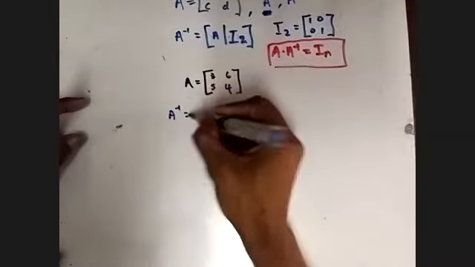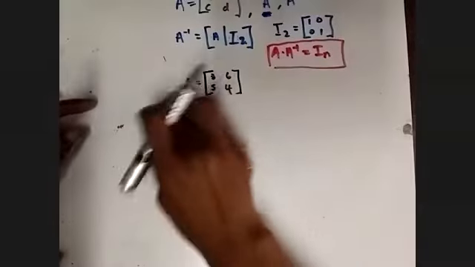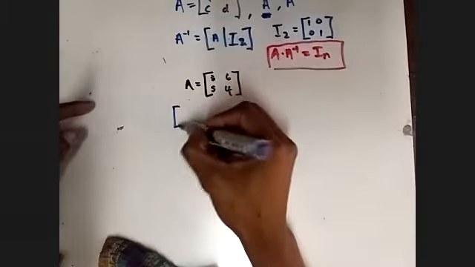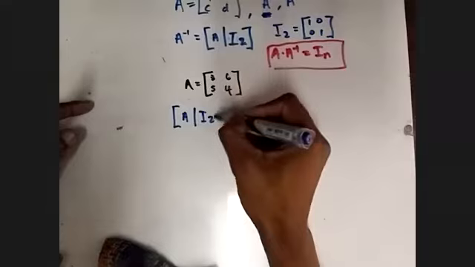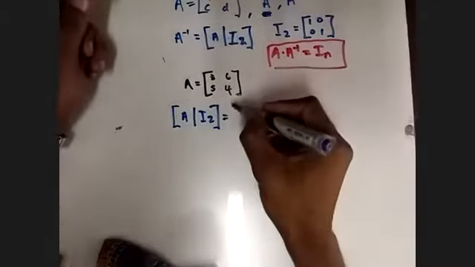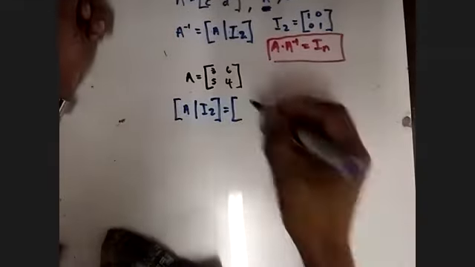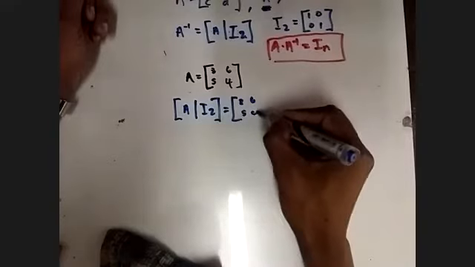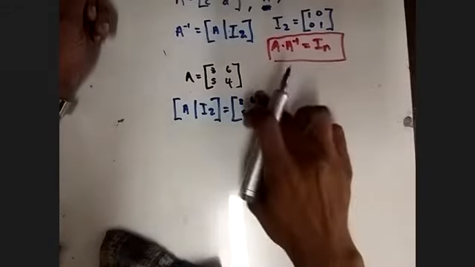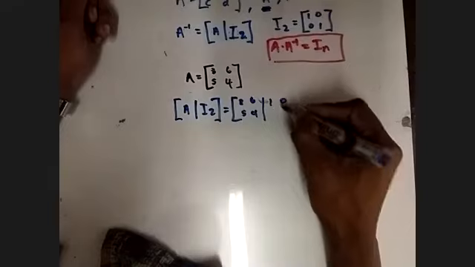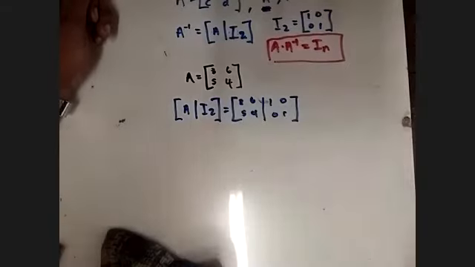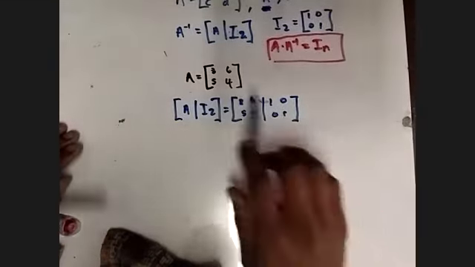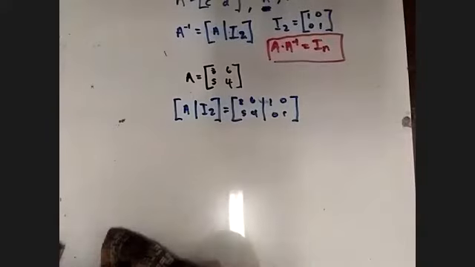We are going to find our A inverse. I don't like writing this, so let me write A augmented with I2, which is the identity matrix of a 2x2 matrix. So our A is 8, 6, 5, 4, augmented by 1, 0, 0, 1. So we're going to take this side and that side. You remember what we're doing, guys, right?